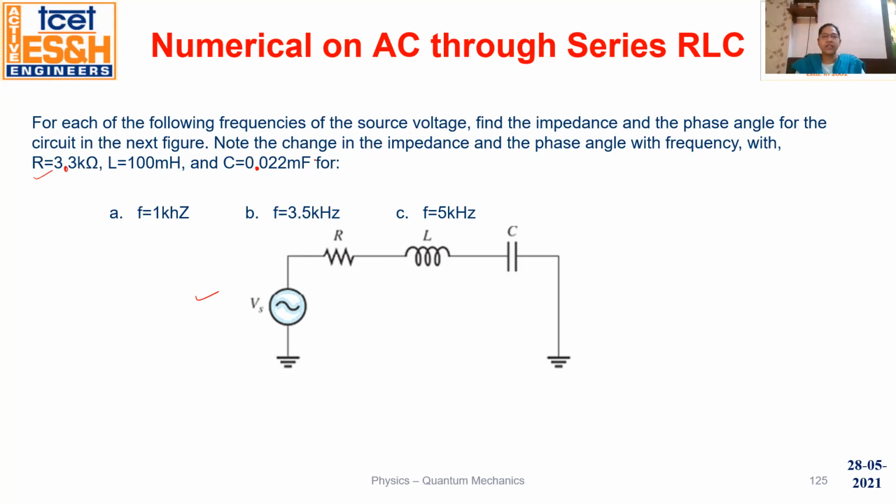Now we have to find the value of impedance in each case of frequency. So we have a common value of R equal to 3.3 kilo ohm, L equal to 100 millihenry, whereas C is equal to 0.022 microfarad.